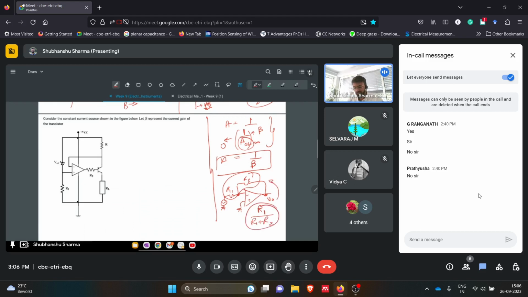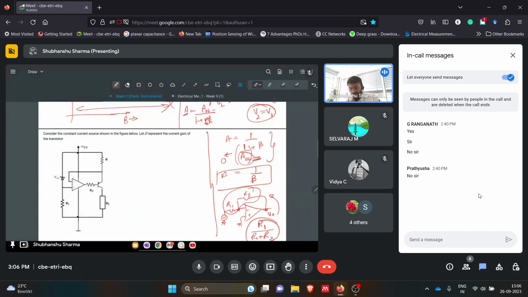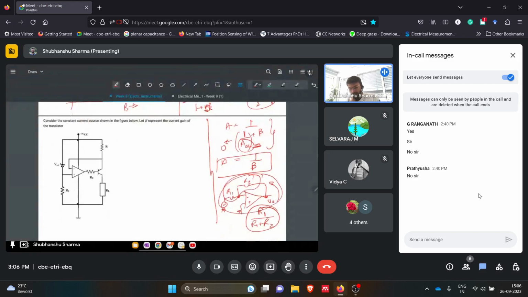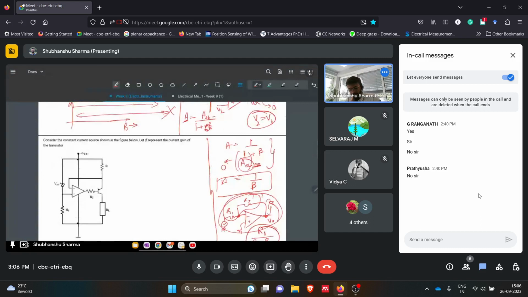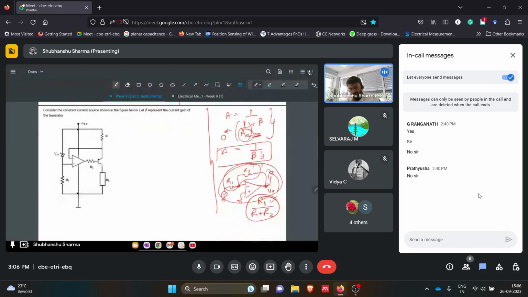So basically what I'm trying to say is, if AOL is infinite, then our closed loop gain, and this is a closed loop system because we have feedback in this, will only be affected by beta. And beta is only affected by the resistors' values. That means we can control the closed loop gain of an op amp by just changing the values of resistors or whatever we have attached at the feedback of this op amp configuration.